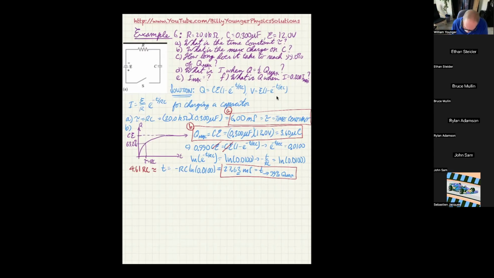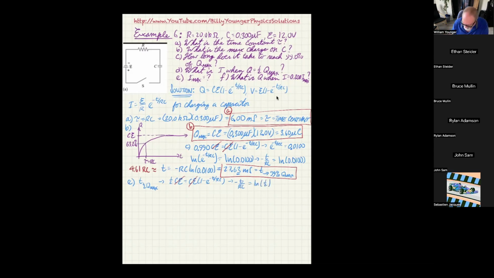So let's do that. This is part E. What I have to figure out first is T for 1/2 Q max, because they want to know what I is when Q is 1/2 Q max. So I'll say 1/2 CE is equal to CE times 1 minus E to the negative T over RC. You can again see that the CEs cancel out, and this is going to give you negative T over RC is equal to the natural log of 1/2.